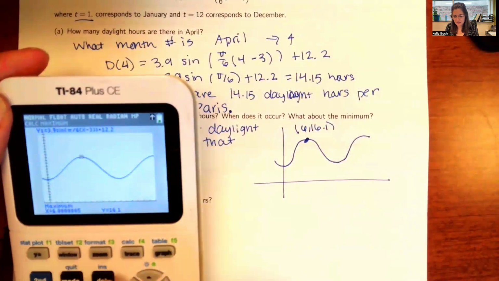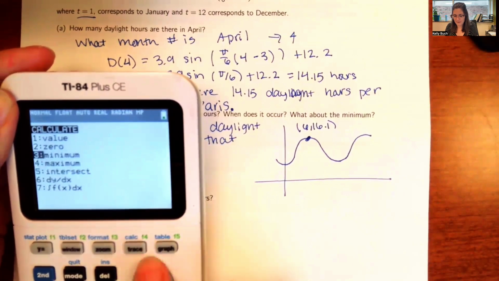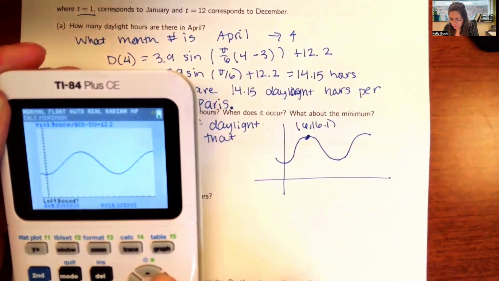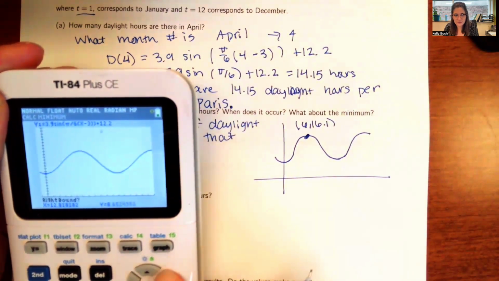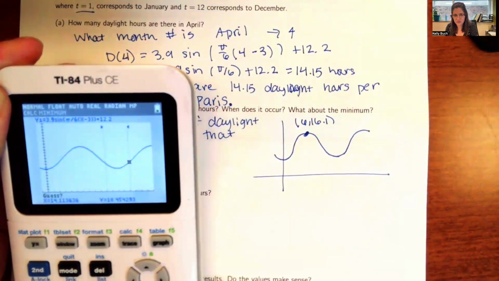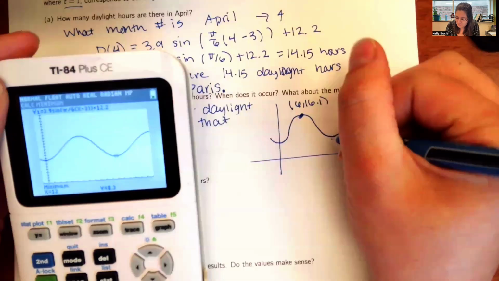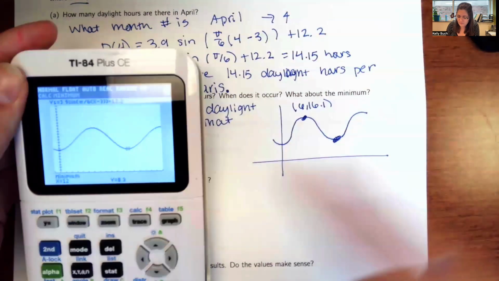I'm going to do second and then hit this calc button, and I'm going to go for a minimum now. And again, I need to tell my calculator, hey, over here, I am to the left of my minimum, and then I need to go find a point to the right. So I'm going to scroll over and then press enter, and then press enter one more time so it thinks about it. And the point that we get there is 12 and then 8.3.